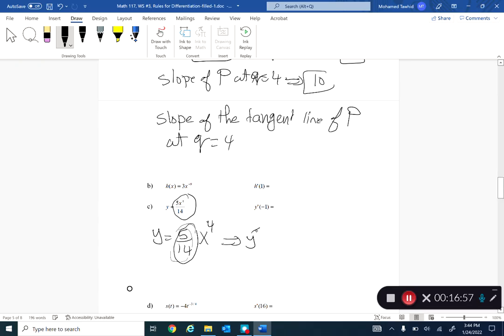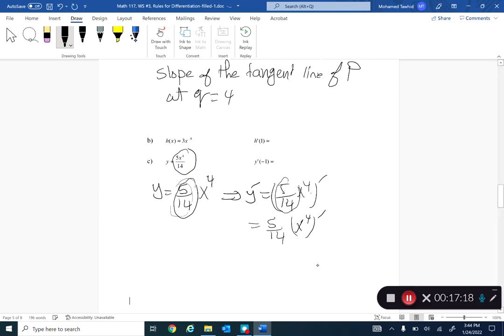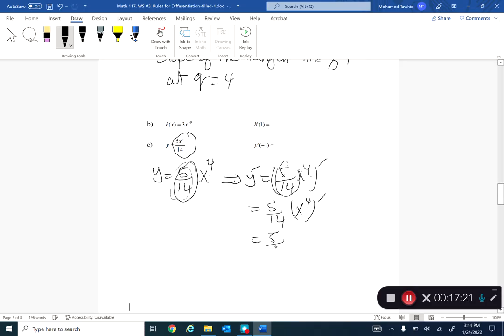So now if I take the derivative of this, you have 5 over 14, x to the power 4 prime. The derivative of this, that is a constant. If you have a constant multiplier, then you can take the constant outside of your derivative, and then you have x to the power 4 prime. So what do you have? You have 5 over 14. If I put 4 in front, then you have x to the 4 minus 1. If I simplify that, you have 20 over 14, x to the power 3.